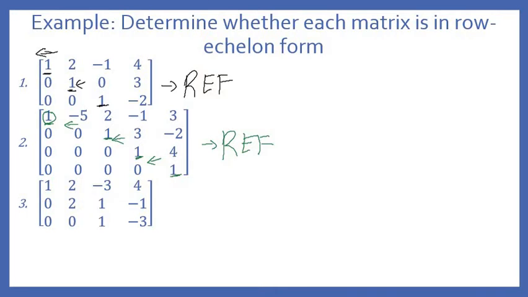Finally, in the third one, we don't have any zero rows, but we have a leading entry that is not 1. Not 1. So therefore, this is not in row-echelon form, which I have been writing as REF.